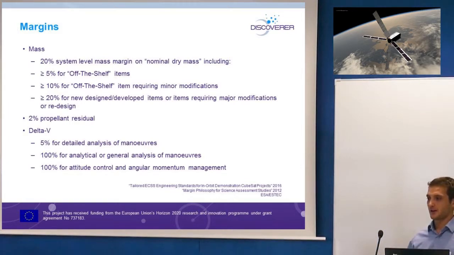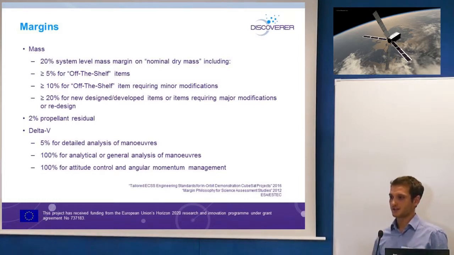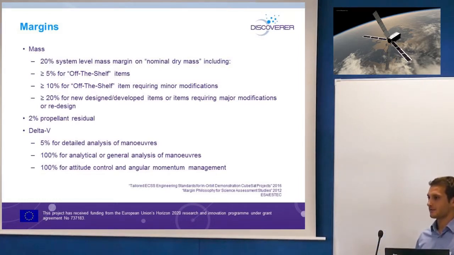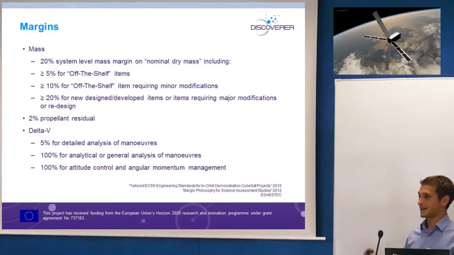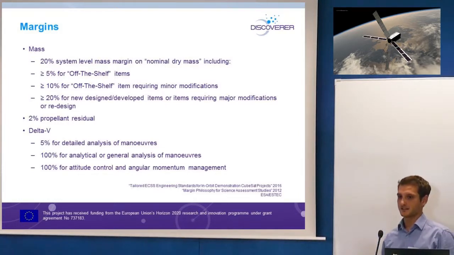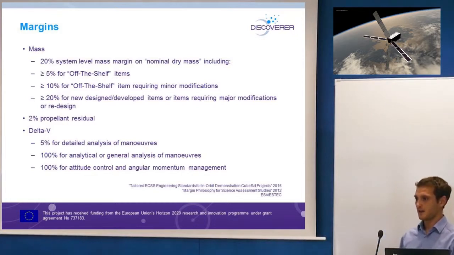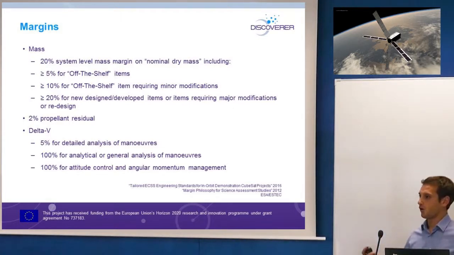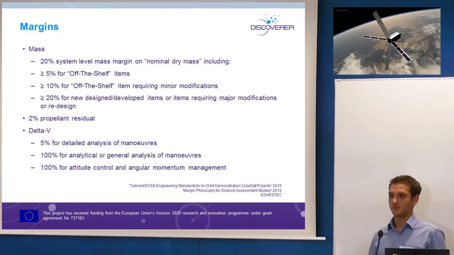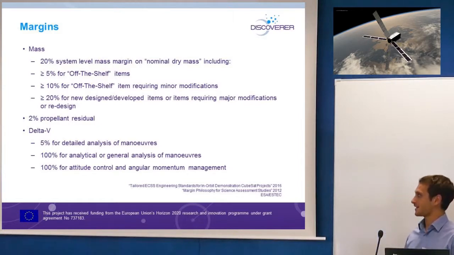And on delta V, where I made the calculation that for a 5-year lifetime at 500 kilometers we needed 125 meters per second, we need to add 5% if we did that calculation in a detailed manner, so potentially using some complicated commercial software like STK. Or if we're doing it just using simple relationships or simple guidance, then double the value that you've already calculated.